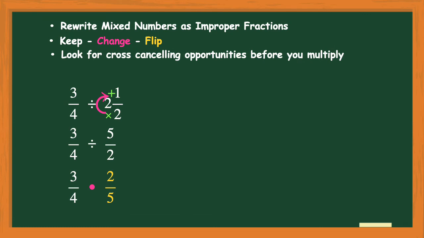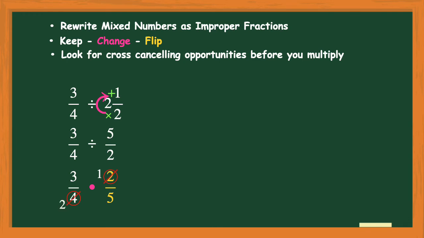So when I'm looking for cross-cancellation, what I'm looking for are diagonal numerators and denominators. So when I look at this first numerator of 3 and its diagonal denominator of 5, I can see that they don't share any common factor other than 1. So there's no cross-canceling opportunity there. But if I look at the numerator of 2 and its diagonal denominator of 4, I see that they do share a common factor of 2. So I'm going to divide with that common factor for the 2 and the 4. So 2 divided by 2 is 1, and 4 divided by 2 is 2.